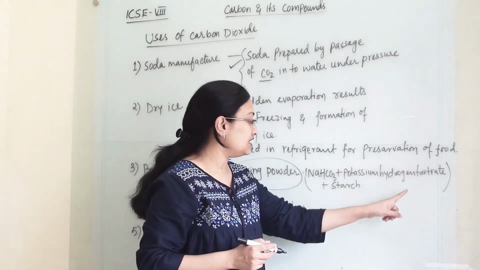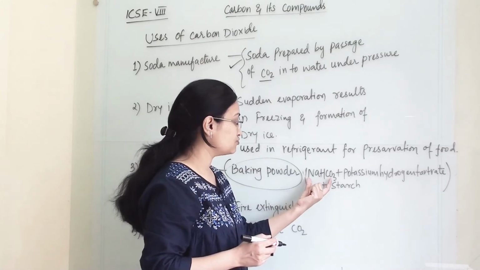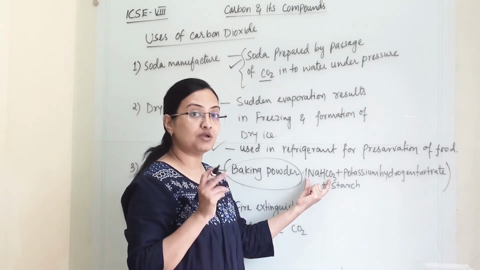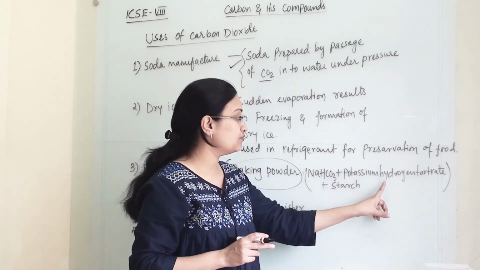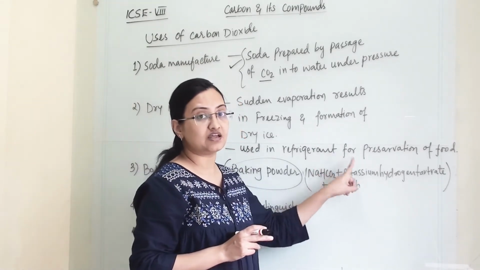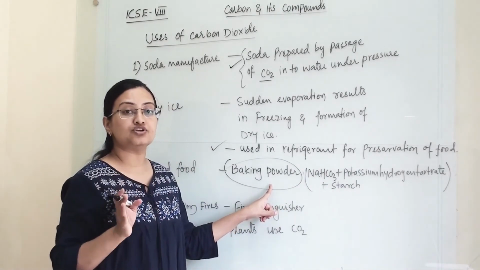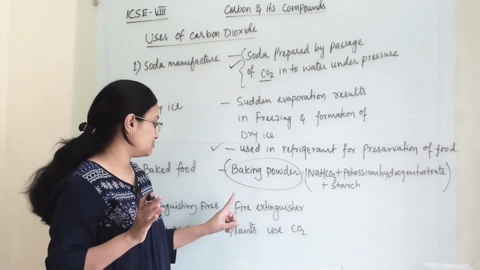With the reaction of these three compounds we can make baking powder, that is sodium hydrogen carbonate or sodium bicarbonate, plus potassium hydrogen tartrate and starch. When we mix these three, we can make baking powder, and it has a huge application in the baking industry.